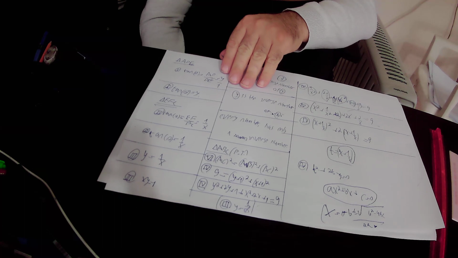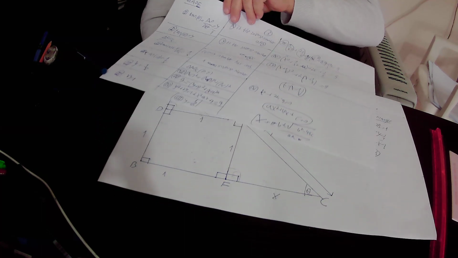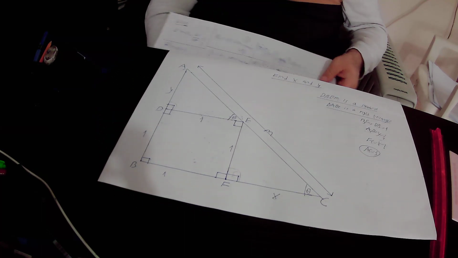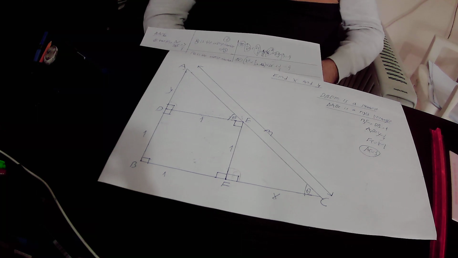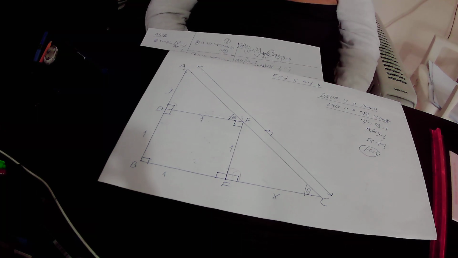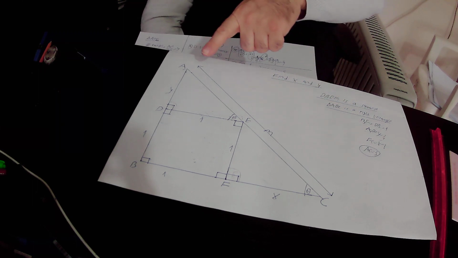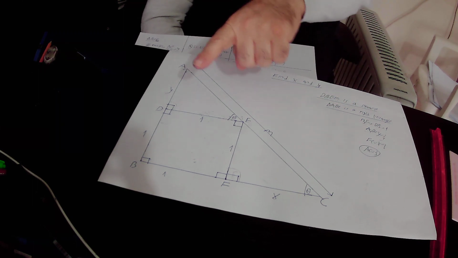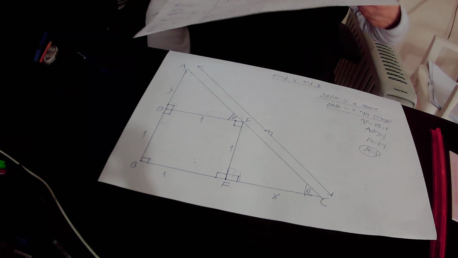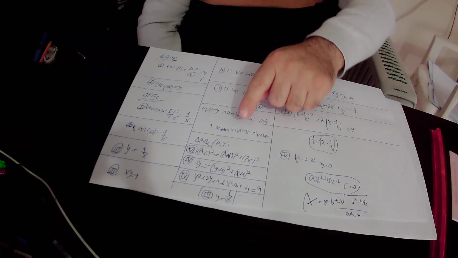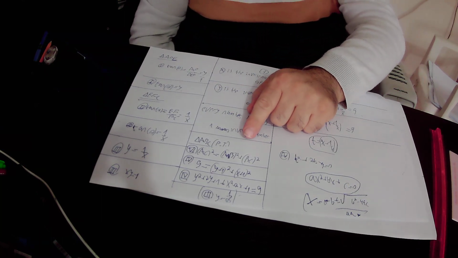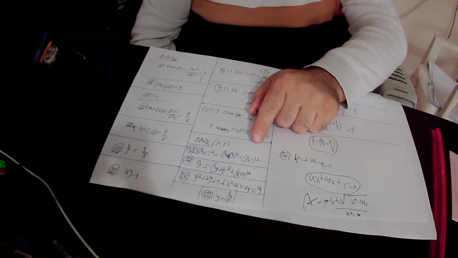Then we focus on the right triangle ABC. According to the Pythagoras theorem, the square of the hypotenuse equals the sum of the squares of the perpendiculars. The square of the hypotenuse is AC squared. It must be equal to AB squared plus BC squared. According to equation number 4, in the right triangle ABC, AC squared equals AB squared plus BC squared.